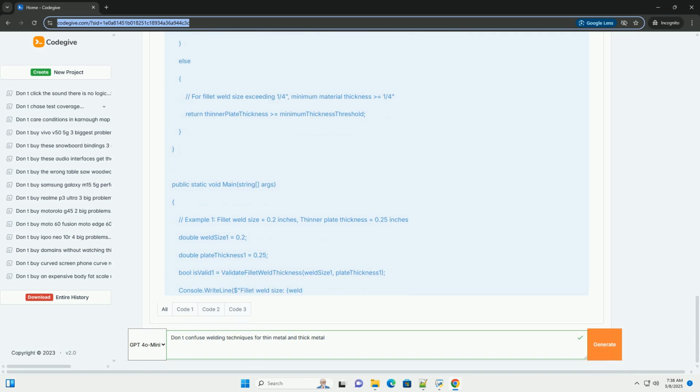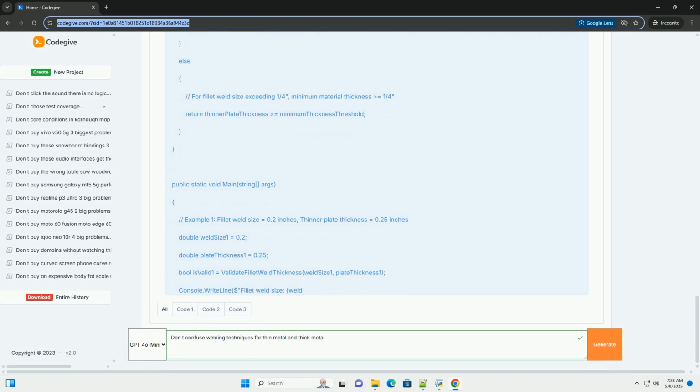Code clause 3.3.2, minimum material thickness for fillet welds. The minimum material thickness of the thinner part joined by a fillet weld shall be as follows. For fillet weld size up to 1/4, 6.4 mm, minimum material thickness shall be equal to or greater than the fillet weld size. For fillet weld size exceeding 1/4, 6.4 mm, minimum material thickness shall be at least 1/4, 6.4 mm.